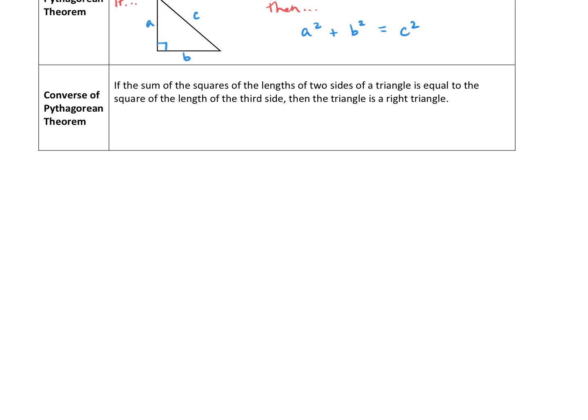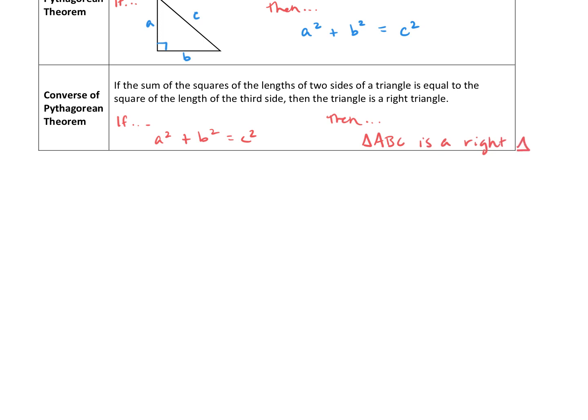All right, the converse of the Pythagorean theorem. If the sum of the squares of the lengths of two sides of a triangle is equal to the square of the length of the third side, then the triangle is a right triangle. So, if we know that A squared plus B squared equals C squared, where C is the hypotenuse of your triangle, then we can conclude that triangle ABC is a right triangle.